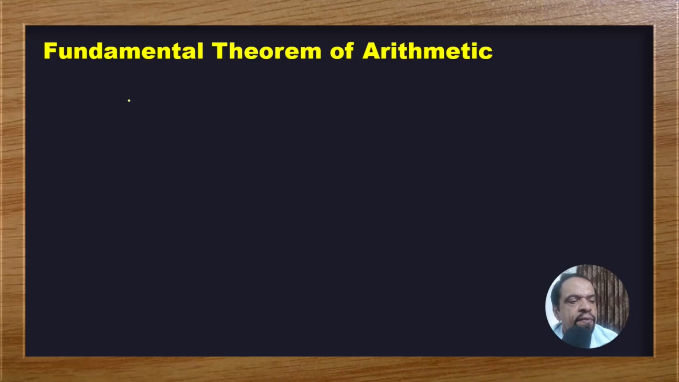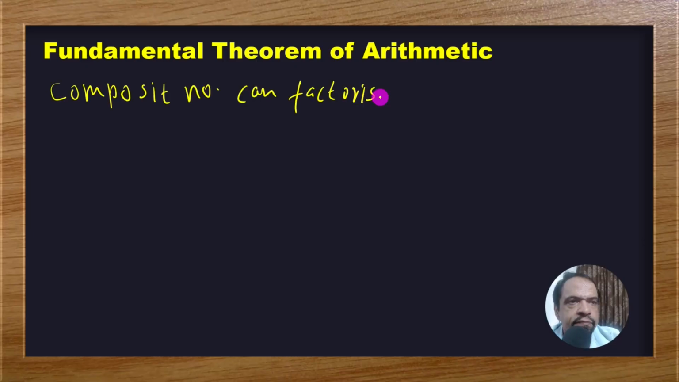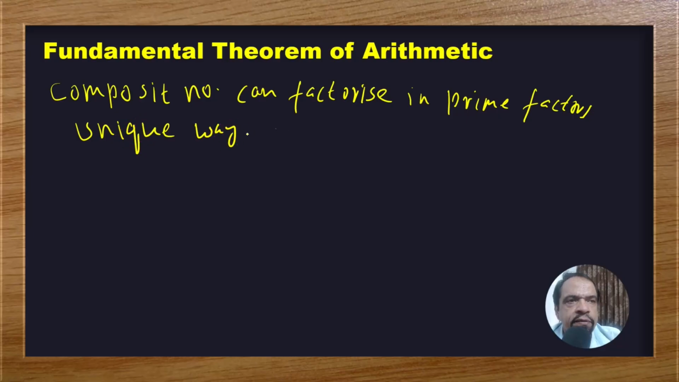Fundamental theorem of arithmetic. Very easy regarding the prime factorization, a general statement. In short, I am writing it in very easy language. A composite number can be factorized into prime factors. The prime factorization of a composite number can be done, but the prime factorization is in a unique way. This word you have to use here. What is the meaning of unique way here? What is the significance? Listen.